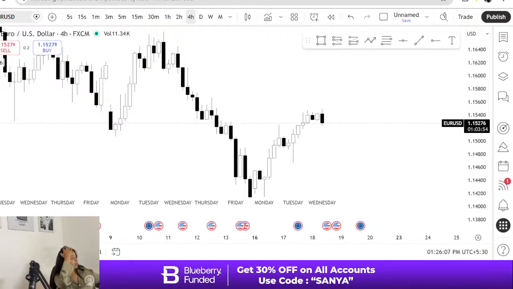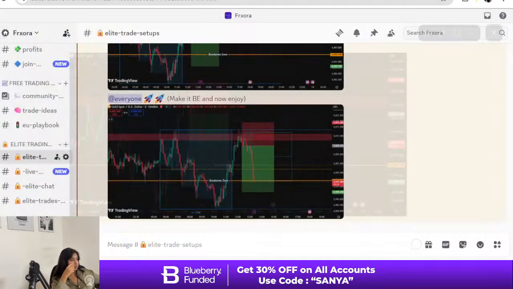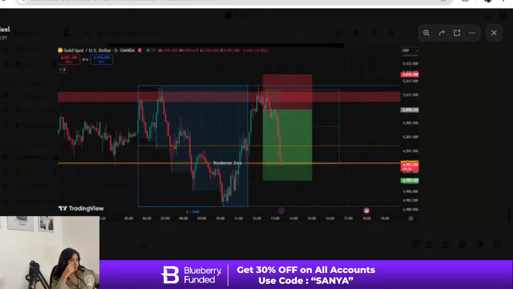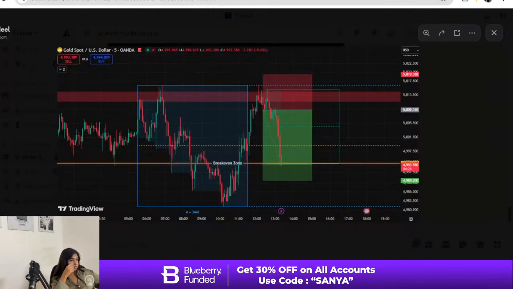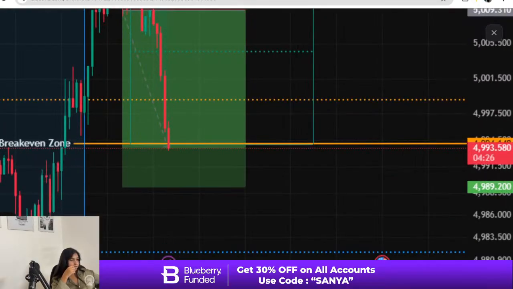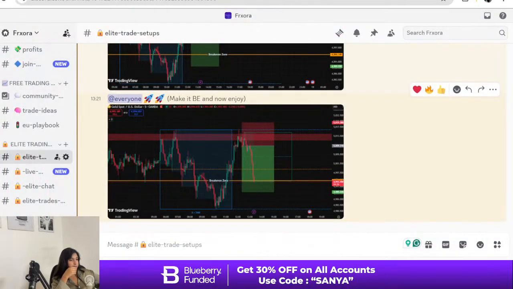Can I enter sell now in the gold? I think selling now in the gold would be difficult. If you would have shorted from the position, see now it's almost break even. We have already got the break even now, and 10 pips are left, so I don't think it's a good idea to sell right now.